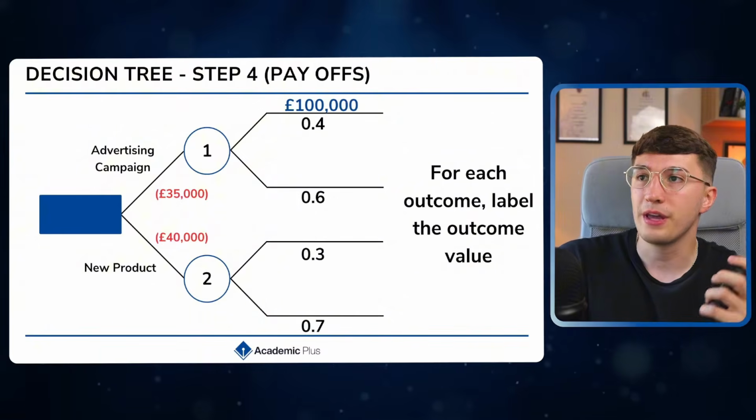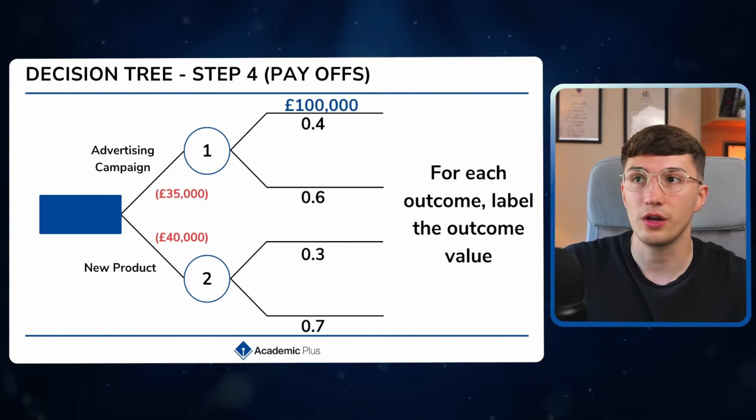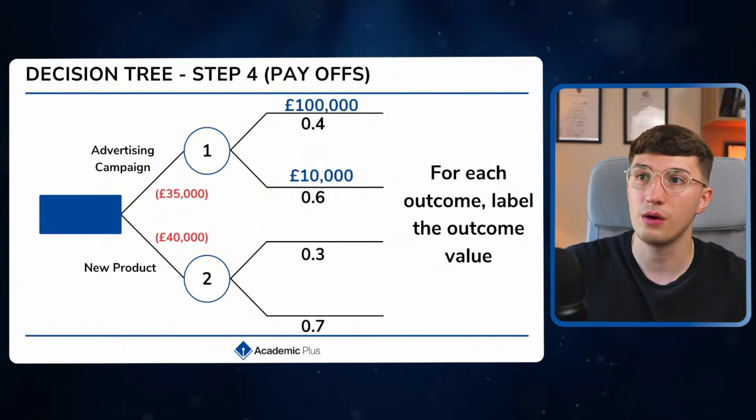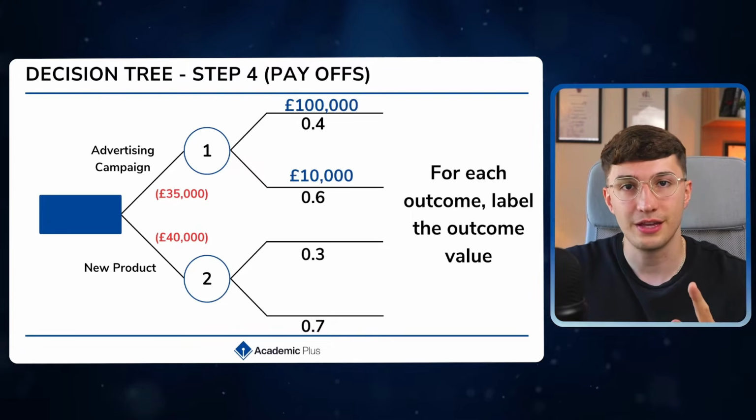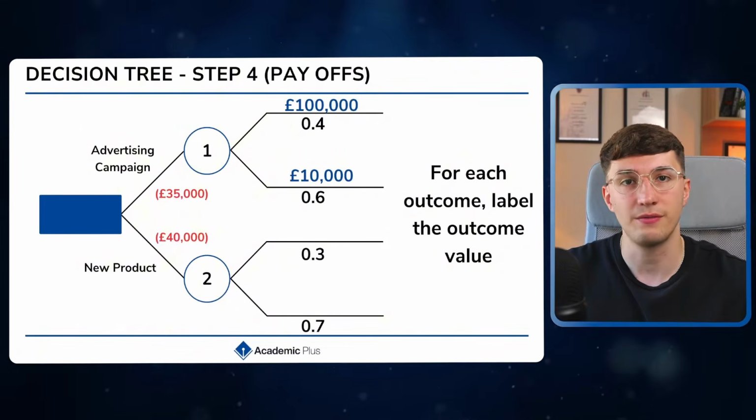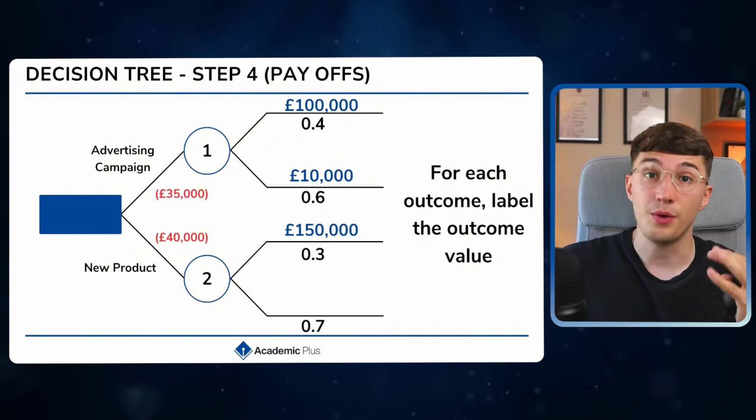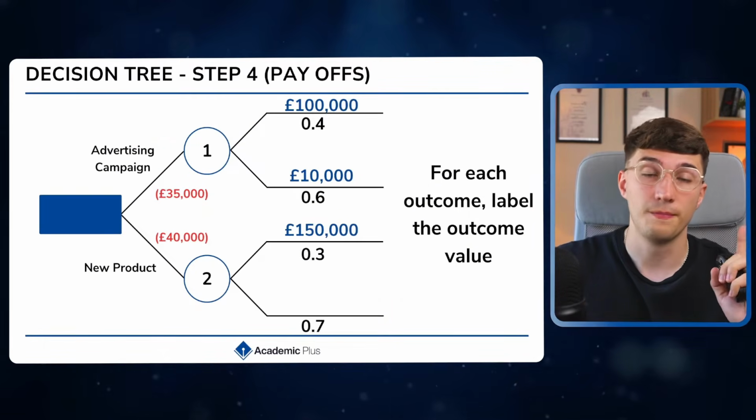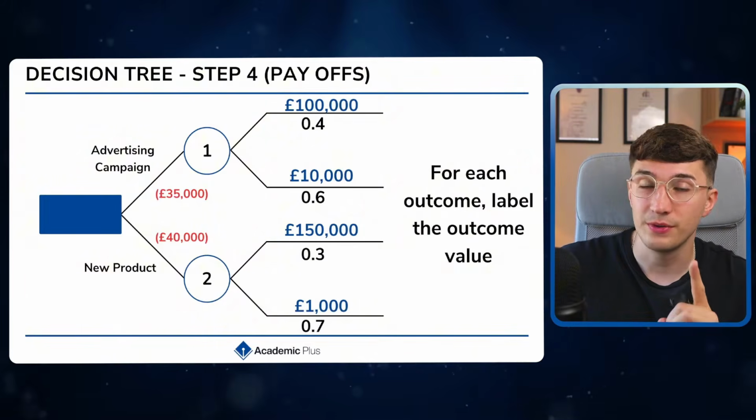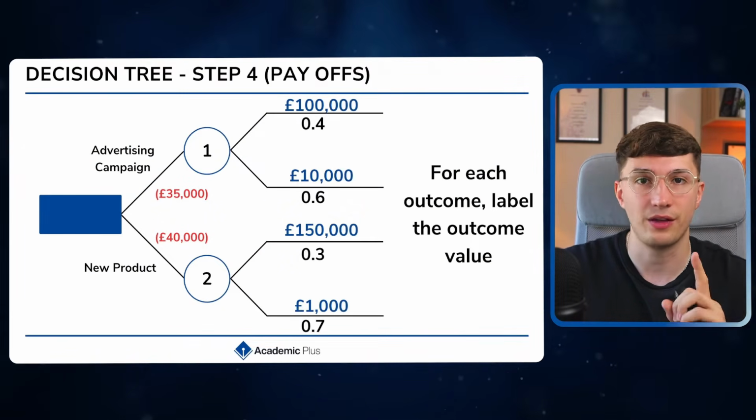For the advertisement campaign, there's a 40% likelihood that we're going to make £100,000. However, there's a 60% likelihood that we only make £10,000. For our new product, there is a 30% likelihood that we make £150,000. However, there is a 70% likelihood that we only make £1,000.